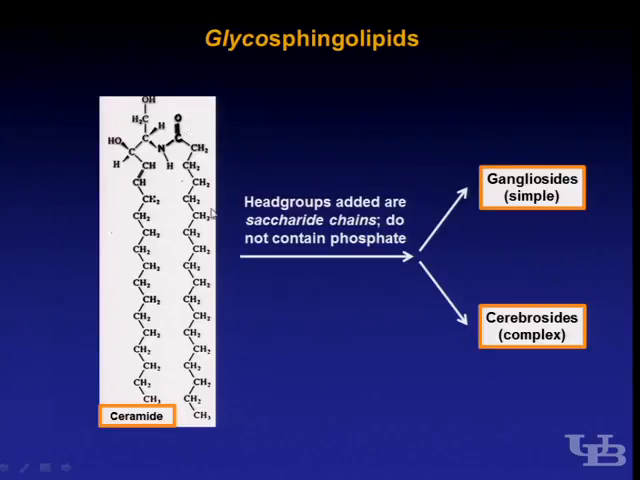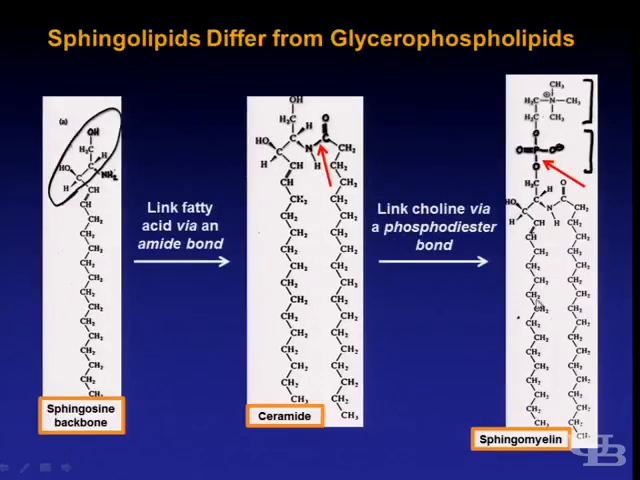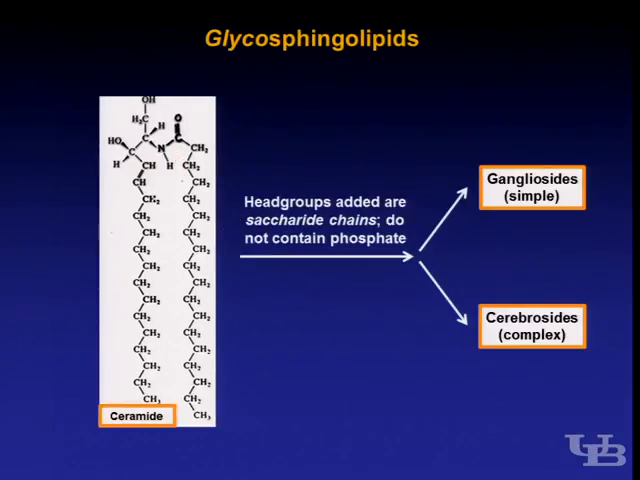At this point, you can also add head groups that are sugars. They don't contain phosphate. They can be relatively simple sugars, which are called gangliosides, or cerebrosides that are complex. We're not going to get into those structures and those functions. The major one is, in fact, sphingomyelin, and that is a phospholipid, because of that phosphodiester link to choline.